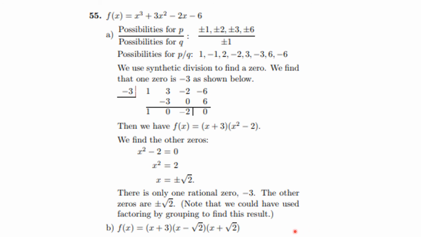And part B said write it in factored form. And so what we're doing is we're saying, if -3 and plus and minus root 2 are zeros, then we can write it like this.